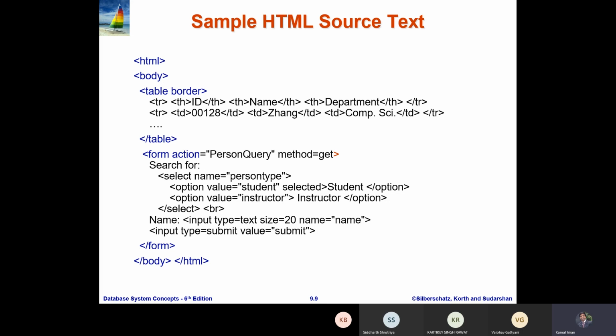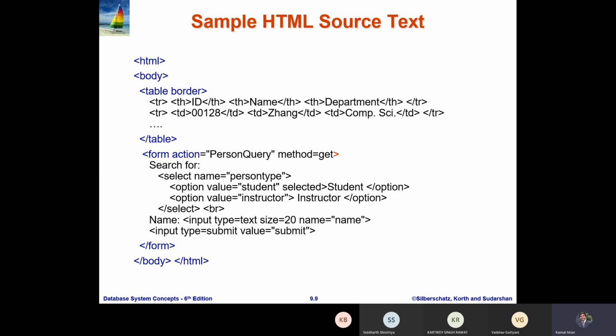Here body closing, table border. You define a table here. In the table we have different fields: ID, name, department. And then we have entered some values in those fields. This is the ID, this is the name, and this is the department. And you can see that we have used tr.